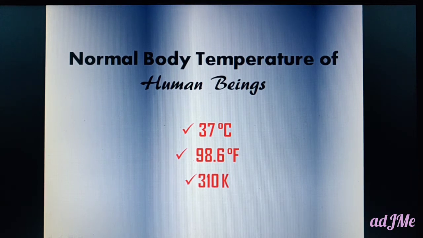And one more thing you have to note, which I have not mentioned in the last class: in Celsius and Fahrenheit you come across degree Celsius and degree Fahrenheit, which is not expressed in the case of Kelvin. So in Kelvin you have to write 310 Kelvin without mentioning the degree.